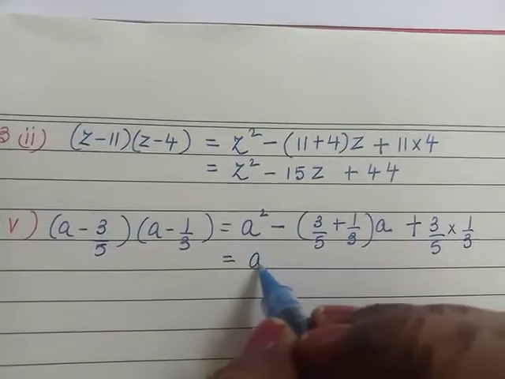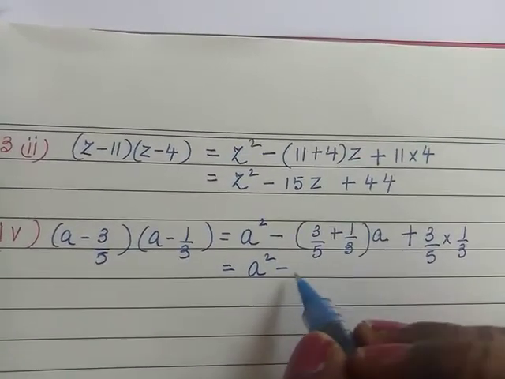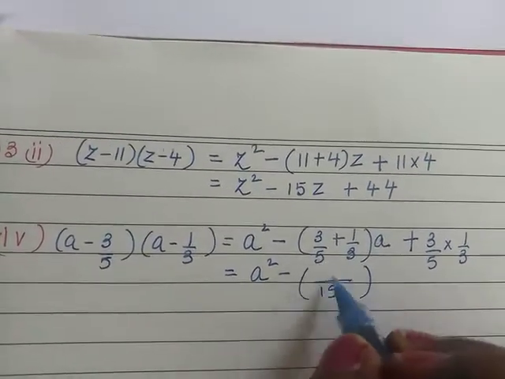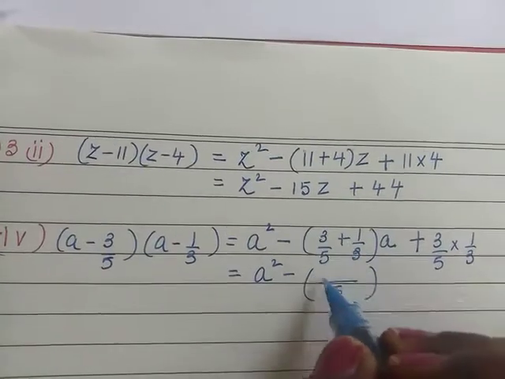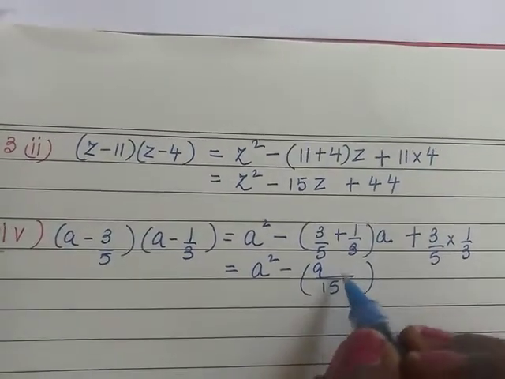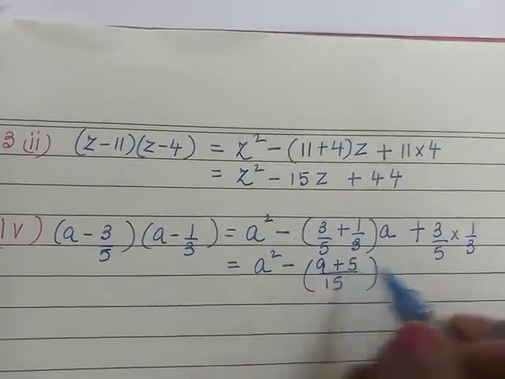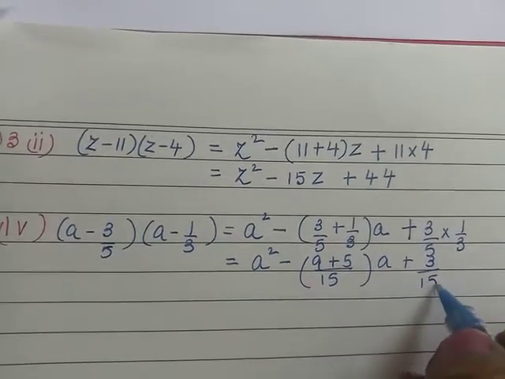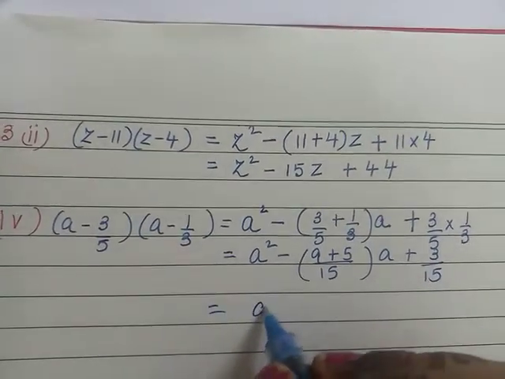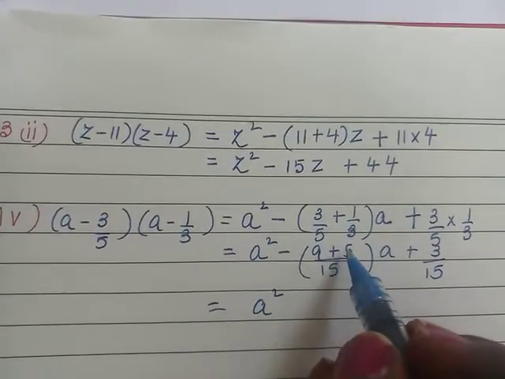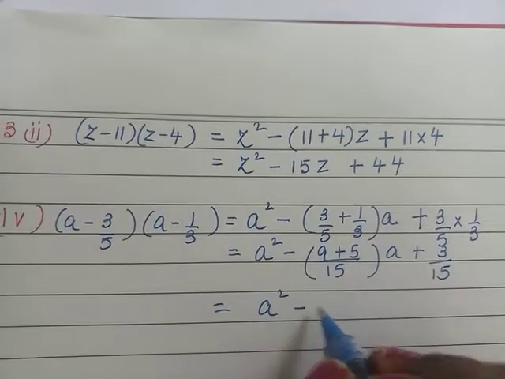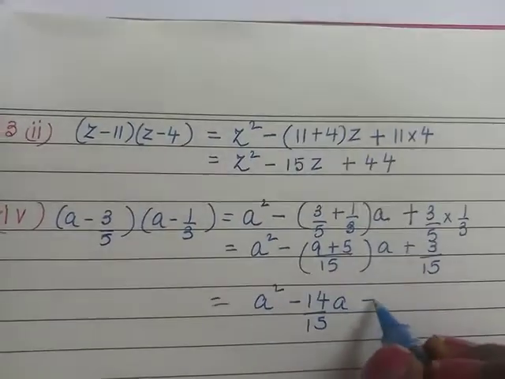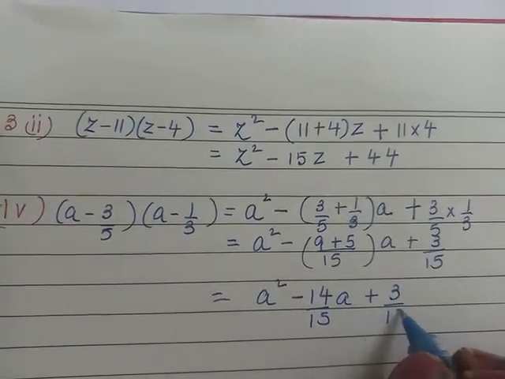Now we take the LCM of 5 and 3, so that becomes 15. 5 3s are 15, 3 3s are 9. 3 5s are 15, so 5 into 1 will give you 5a. 3 1s are 3 and 5 3s are 15. So that becomes a square, 9 plus 5 is 14. So we write minus 14 by 15 a plus 3 by 15.